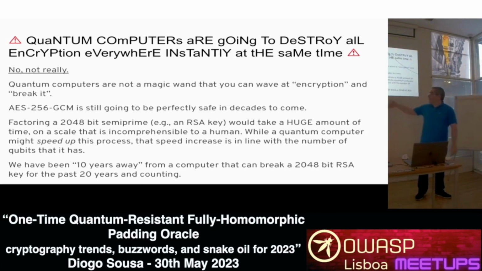So just to note, we've been 10 years away from a computer that can break 248-bit RSA for the past 20 years and counting. This year, for example, an article came out by some Chinese researchers that news outlets all across the world picked up and said, oh, they were able to factor the 248-bit RSA key. No, they didn't. I know this for two reasons. One, if they had done it, the research would have never left China. Second one is that I read the article and they actually said that they didn't.